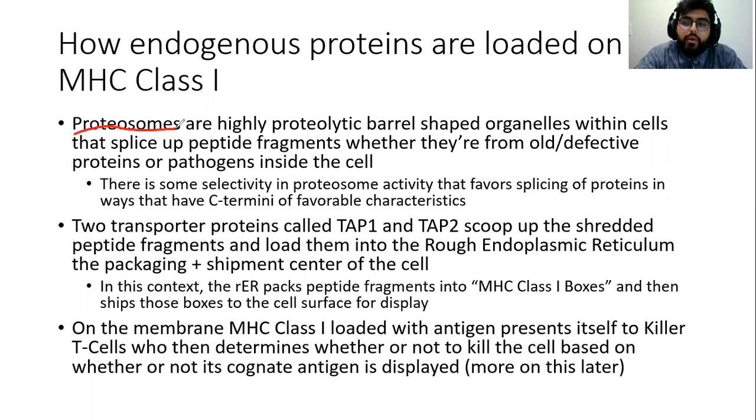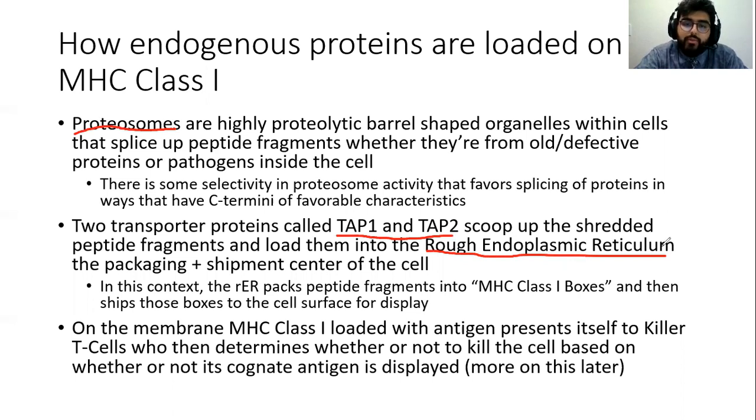And it's going to just basically spit out these peptide fragments everywhere. Two transporter proteins called TAP1 and TAP2 are going to tap in and join the show, and they're going to collect all these shredded-up peptide fragments, which are antigenic, and take them to the rough endoplasmic reticulum, which you might recall from cell biology lectures. If you saw something at some point, it's like the packing center, the shipment center of the cell when it wants to send the protein for extracellular use.